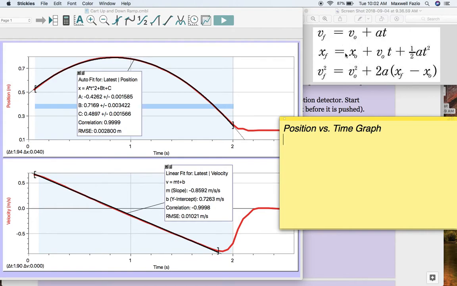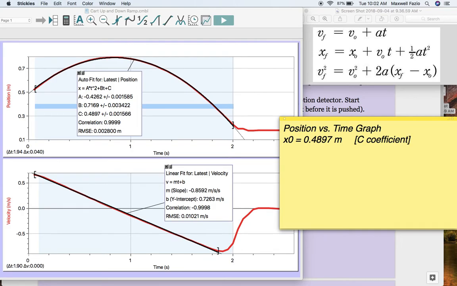This is where the object starts at a time of 0, which is sort of right here on our graph. That's essentially the y-intercept of this graph. It's the starting position. Well, that starting position, we know it, right? We can just come in here, and it's just going to be this c value right here, 0.4897 meters. So that's the c coefficient.